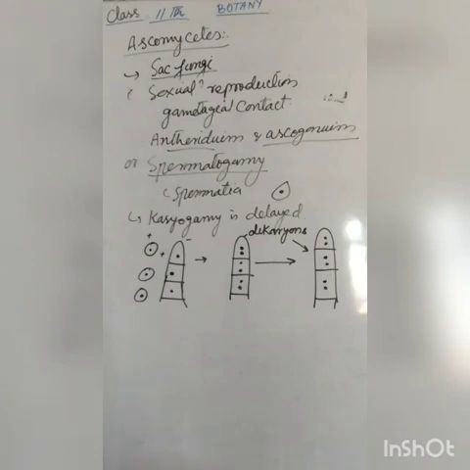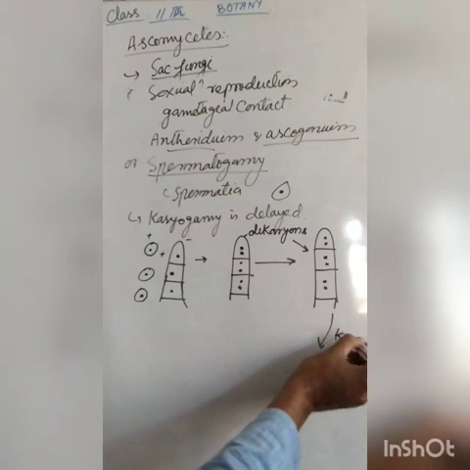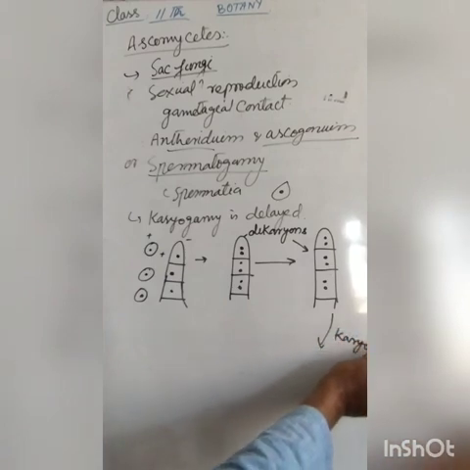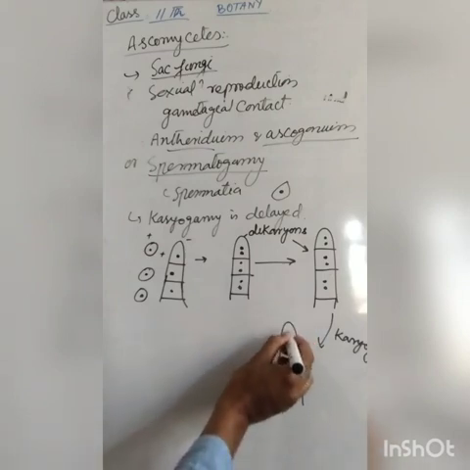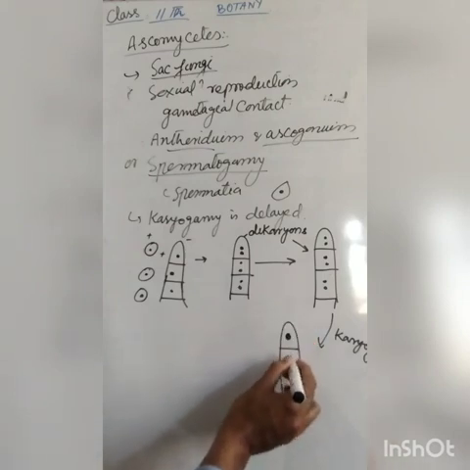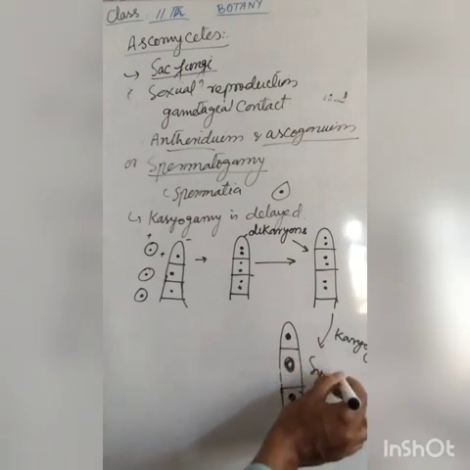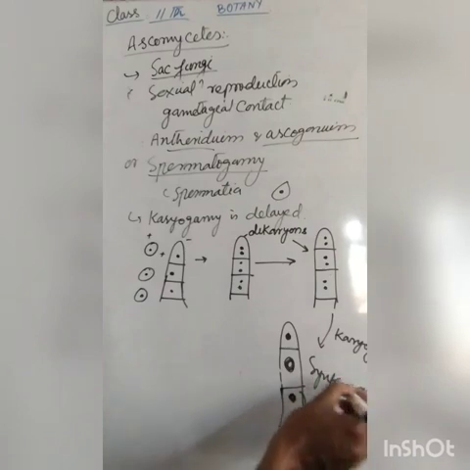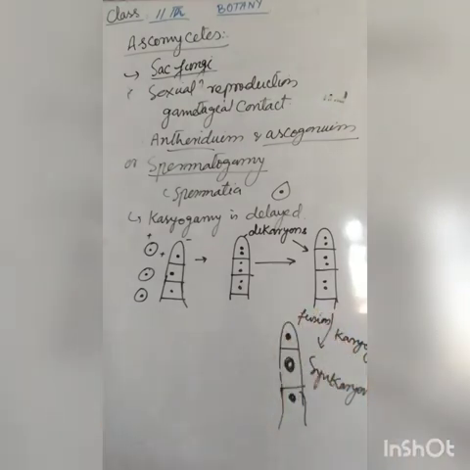And then karyogamy leads to the formation of this. Here occurs the karyogamy. It leads to the formation of the synkaryons. These are synkaryons. That is diploid. It is fusion. Fusion means karyogamy, fusion of nuclei. It is followed by the meiosis.